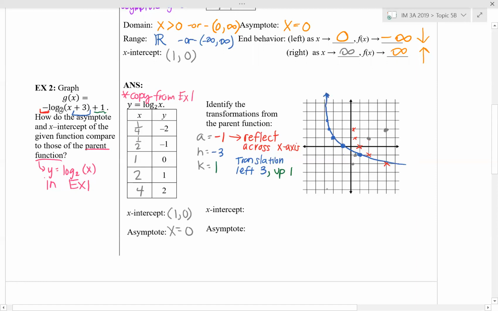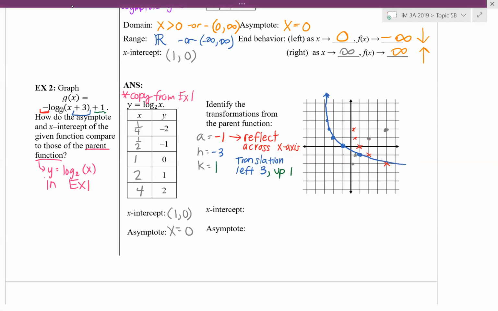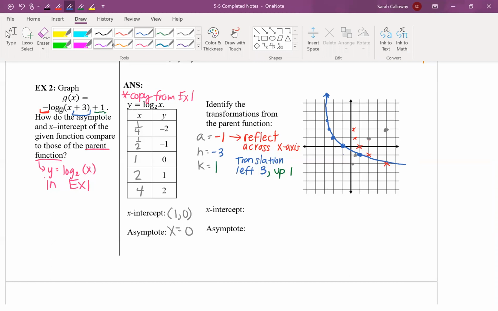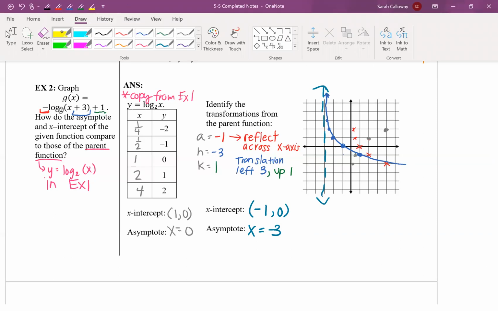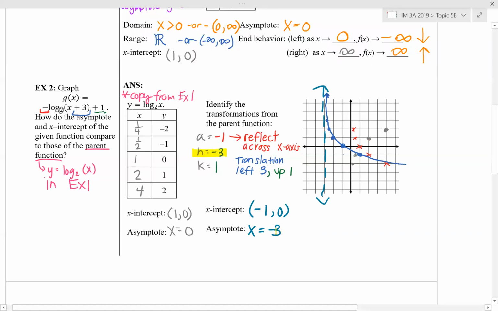So whatever the closest line is in that direction, that's going to be the value of the asymptote. So if I look at where the asymptote's going to lie here, the asymptote is going to be at negative 3. So the asymptote here is x equals negative 3. If we look at our graph, the x-intercept is at negative 1, 0. So what you should notice is that that negative 3 appeared in our equation. So the negative 3 was our h value. That's where our asymptote ends up. And so that will always be the case.